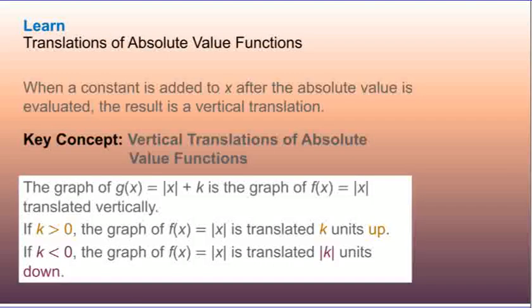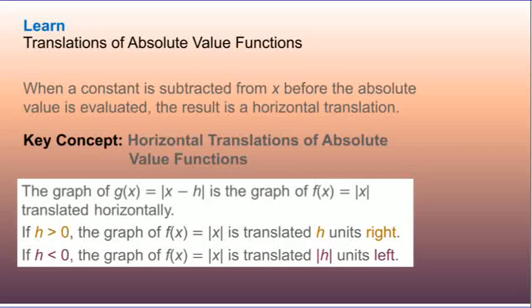Moving on to the second part, translations of absolute value functions. When a constant is added after the absolute value is evaluated, the result is a vertical translation. It just means it's moving up. Or if it's a negative number, if it's subtracting, then it's a vertical translation going down. So just like when we went through that before with linear functions, when k is greater than 0, it goes up. When k is negative, it goes down.